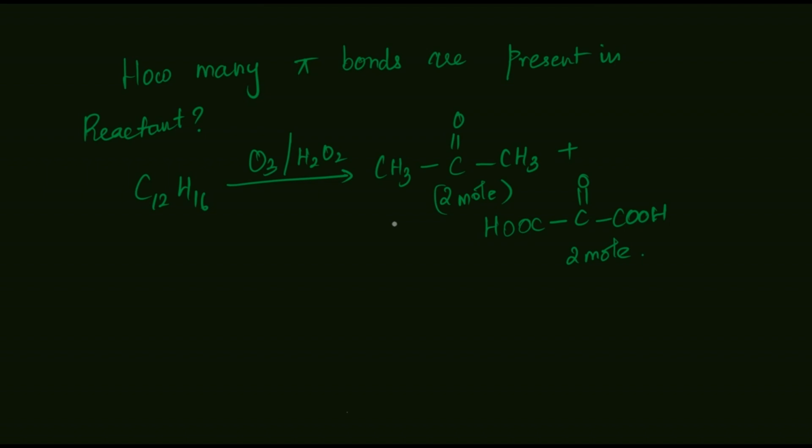Okay, so let's solve it. They are asking how many pi bonds are present in the reactant. The reaction goes like this: oxidative ozonolysis. So usually what I will say, if there is a double bond, just break the double bond, put a double bond over there on both the sides, right? So the twist over here is that 2 moles of the product are formed each, and one more twist is that the COOH group is here in the product, but there is no oxygen in the reactant.